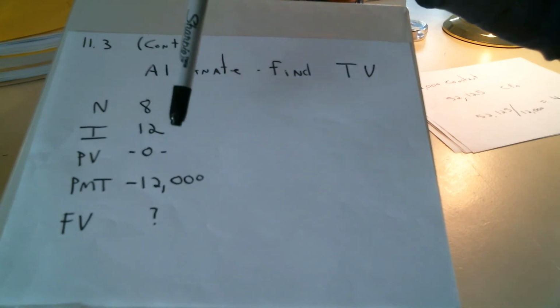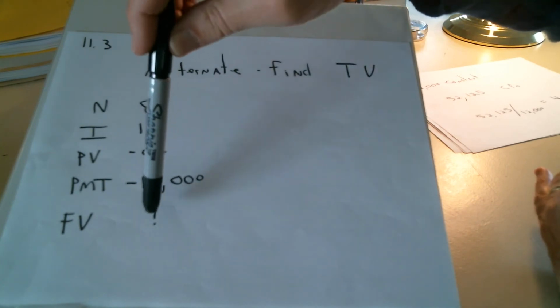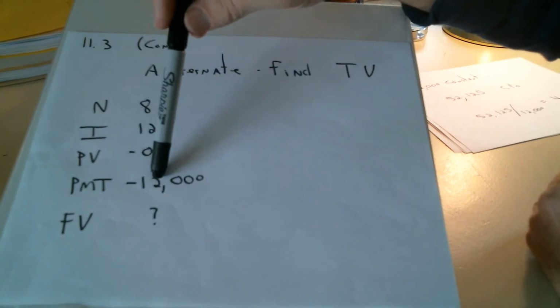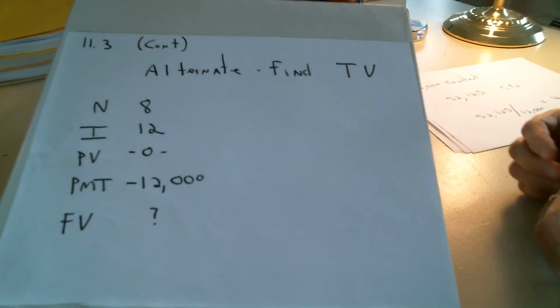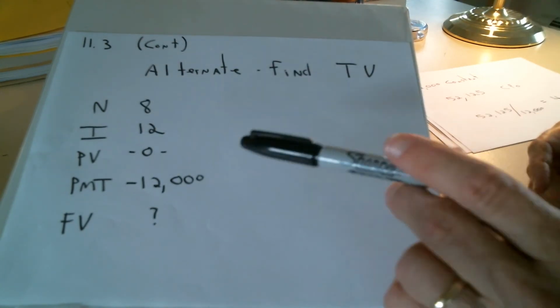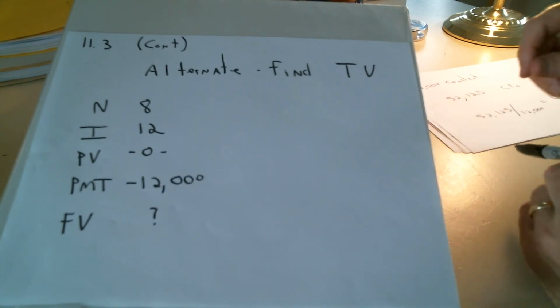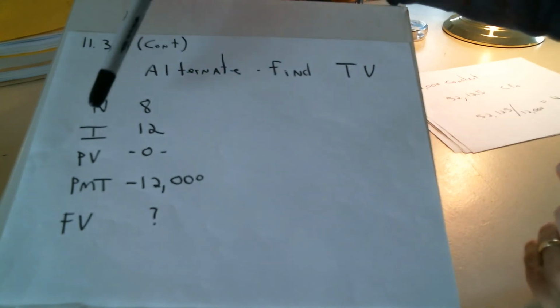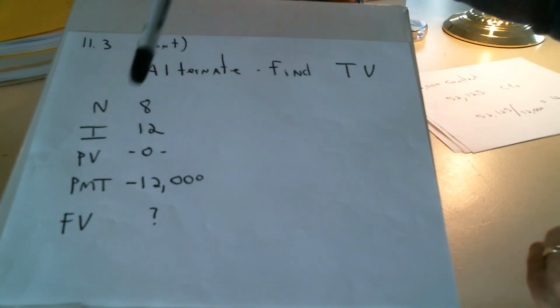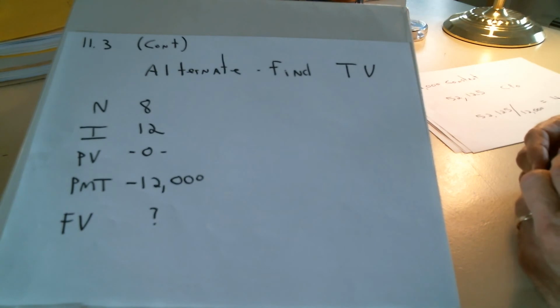PV in this case does not come into play. We're looking for the future, and payments are $12,000 for 8 periods. Again, that's basically the future value of that annuity after 8 years. And that is the same number, $147,596. Remember, do not put in the present value, because that's not what we are looking for at this moment.